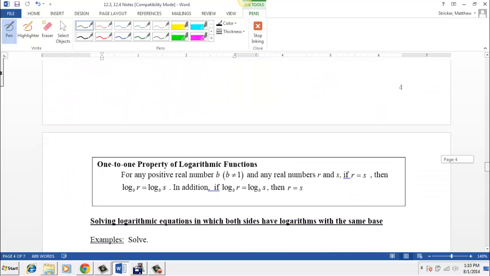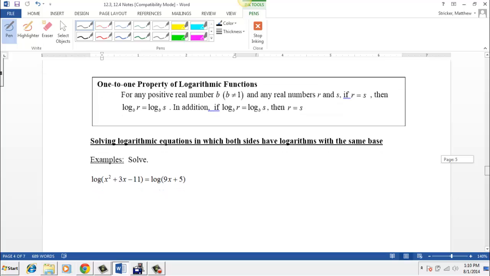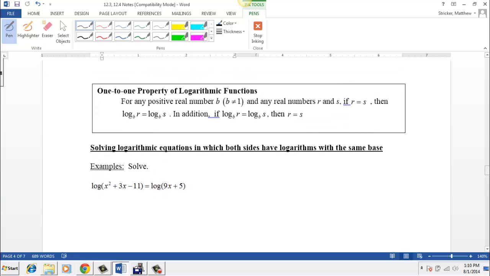If we turn over to the next page, we have an important property that can help us solve equations. It's called the one-to-one property of logarithmic functions. It says for any positive real number b, where b is not equal to 1, and it's also positive, which means it can't be negative, and if r and s are real numbers, then if r equals s, then the log of r is equal to the log of s.